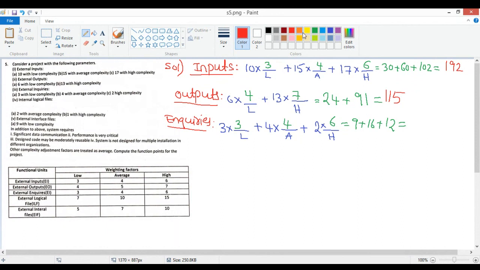How much is it? 9 plus 16 plus 12 gives you 37. Okay.